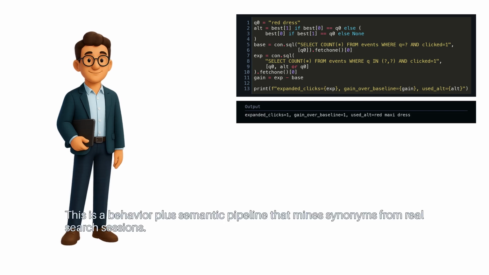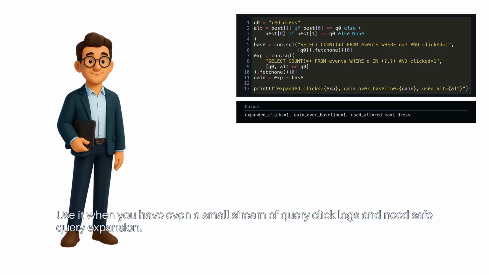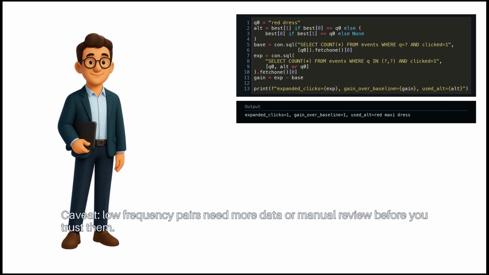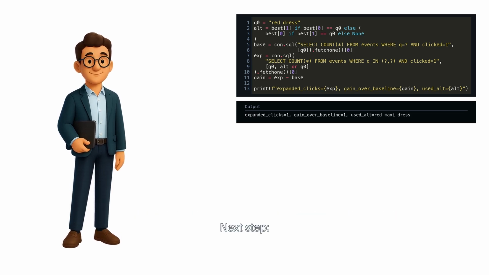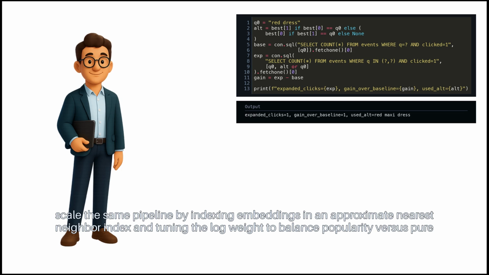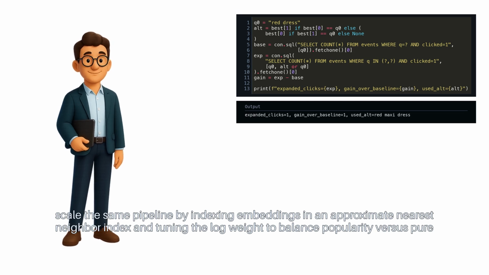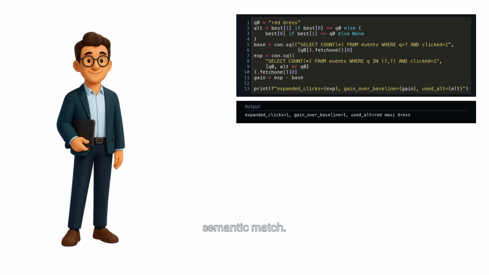Recap. This is a behavior plus semantic pipeline that mines synonyms from real search sessions. Use it when you have even a small stream of query click logs and need safe query expansion. Caveat: low-frequency pairs need more data or manual review before you trust them. Next step, scale the same pipeline by indexing embeddings in an approximate nearest neighbor index and tuning the log weight to balance popularity versus pure semantic match.